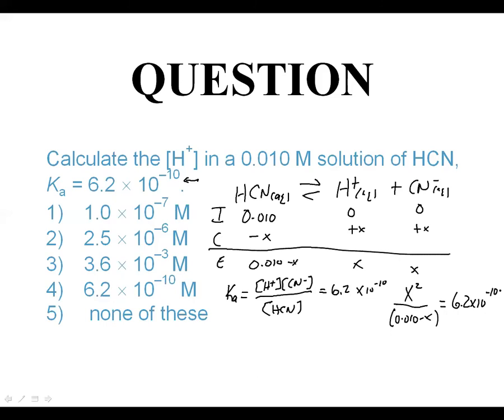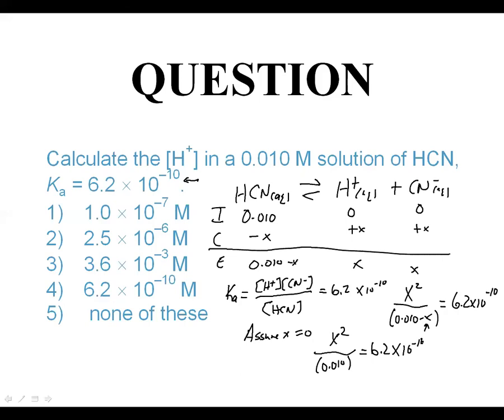And again, here we do see that our K value is small. So we are going to give it the old college try here and assume X is equal to 0. So again, it would be this X here. That will give us X squared divided by 0.01 equals 6.2 times 10 to the minus 10.